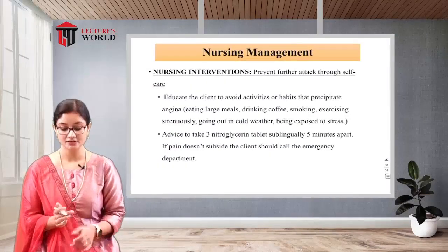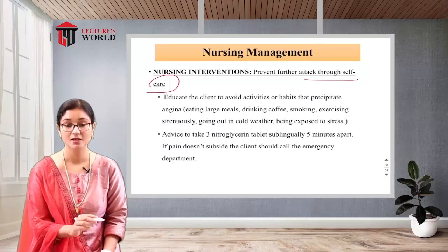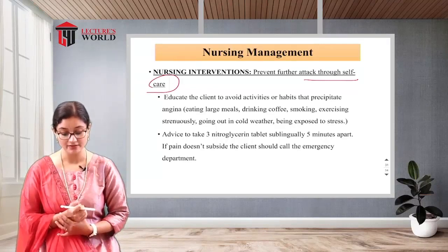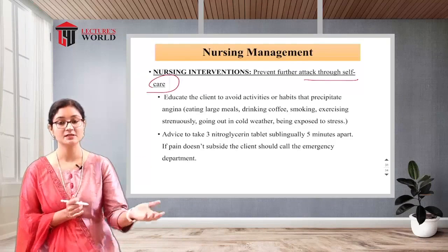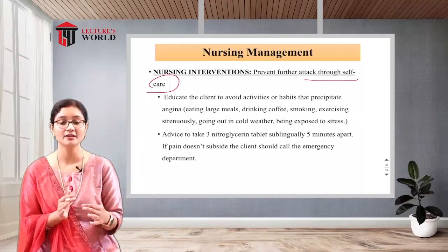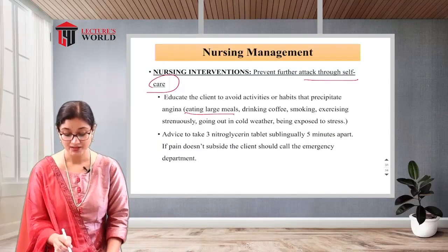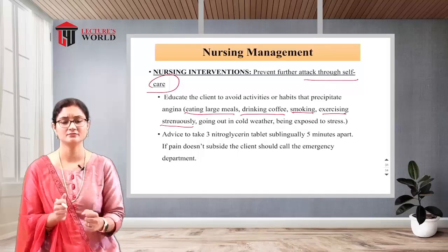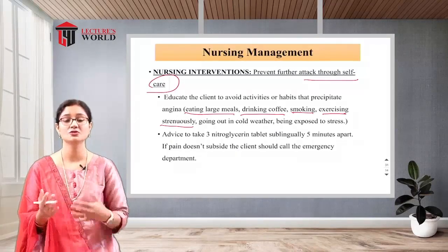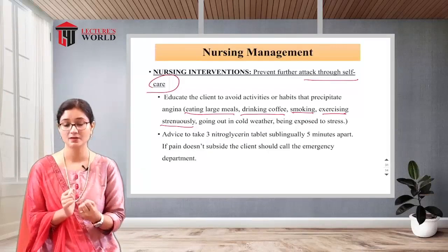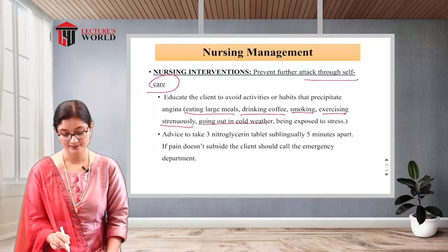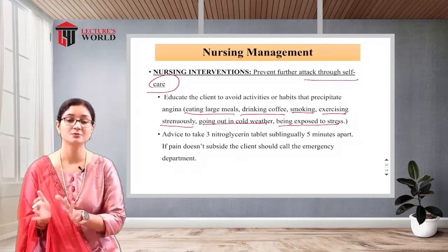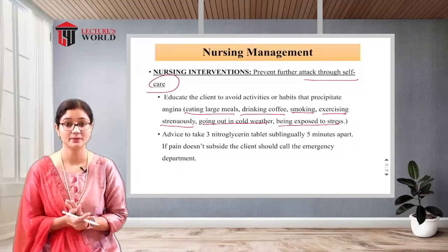Now, the next intervention is prevent further attack through self-care. Okay, so what all things you need to tell the person? Educate the client to avoid activities or habits that precipitate angina. We have seen the precipitating factors. So avoid them as much as possible, that is eating large meals, drinking coffee, smoking, exercising very strenuously. At least walk, but don't do too much strenuous activity where he is not able to cope with it. Going out in cold weather and being exposed to stress should be totally avoided so that further problems don't happen, because stress can precipitate your pain.